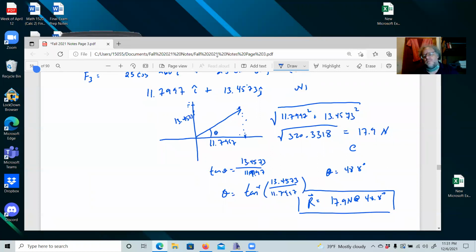Again, it's good for you. The more practice you do, the easier it will be when you get to physics and other classes that are going to use vectors.